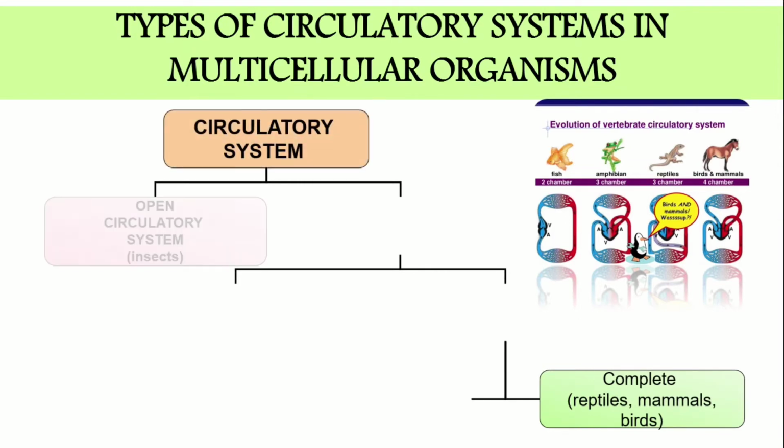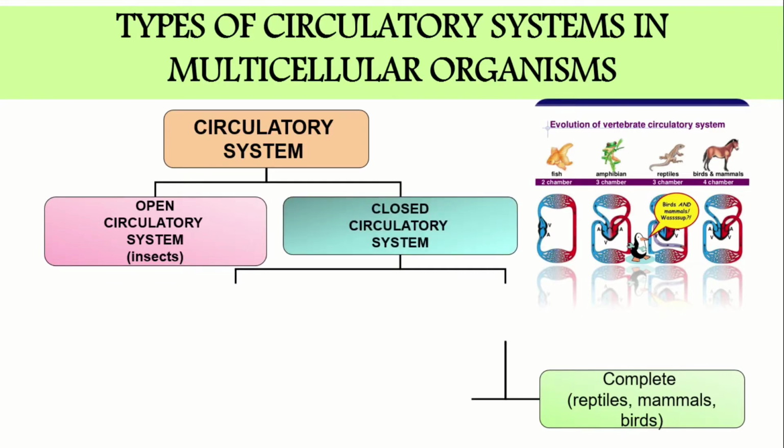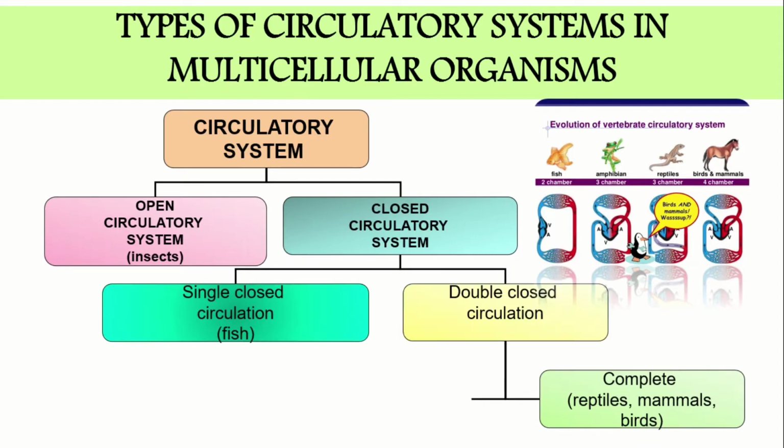The circulatory system is divided into two types, the open circulatory system and the closed circulatory system. We can see the open circulatory system in insects. The closed circulatory system is divided into two types: the single closed circulation, which we can see in fish, and the second one is double closed circulation.